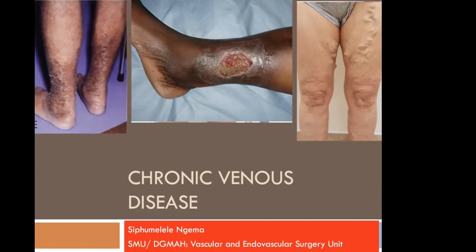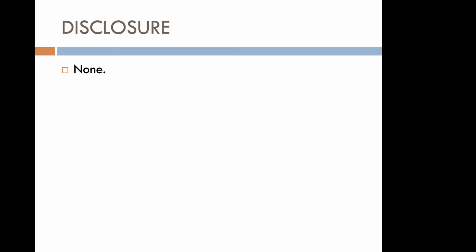Like I said, if you look at the topic, it says chronic venous insufficiency, but I opted to change it to chronic venous disease because that's a more encompassing term to use, as you'll see based on the definition, because chronic venous insufficiency basically refers to patients who already have advanced disease. You can move on. So I don't have any disclosures to make for this specific talk.